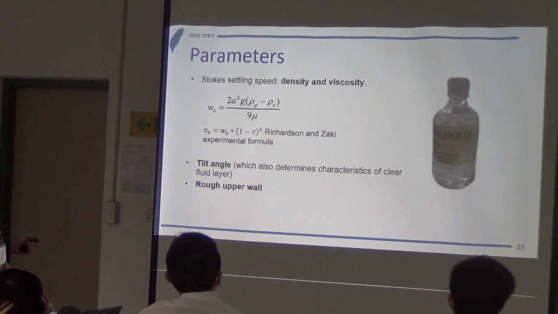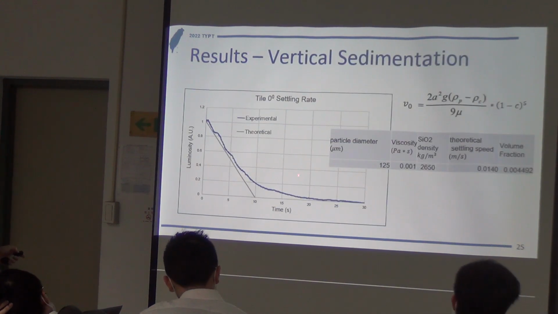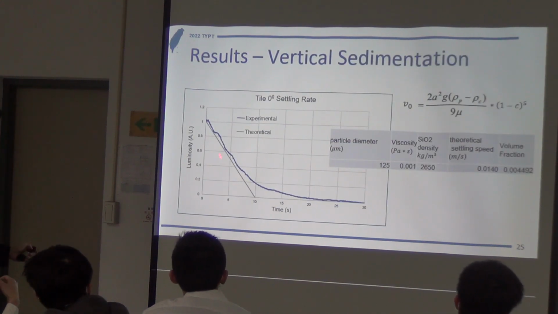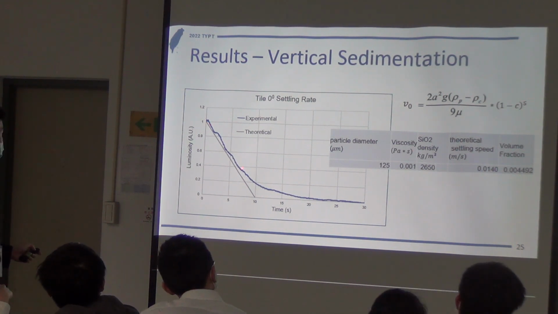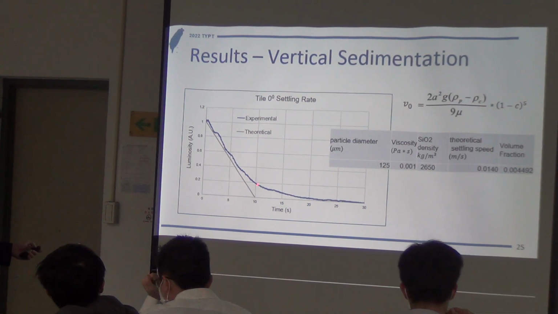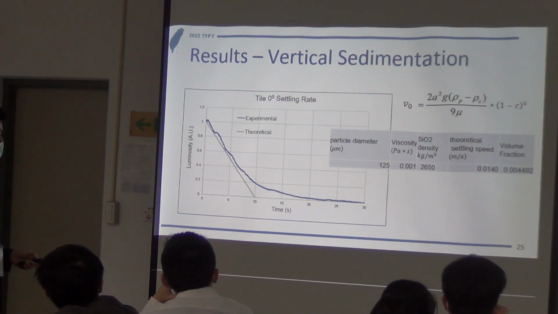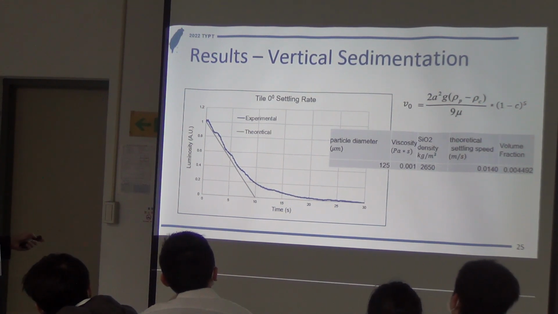So here are all parameters. We changed the slow settling speed of an individual particle by adding glycerol, and we also changed the tilt angle. And finally, we made the upper wall rough. And here's the result, showing the gray line is our theoretical prediction calculated with the slow settling velocity, and the blue line is the experimental luminosity change. And as you can see, for the initial stage of settling, the two lines actually match nicely. So this supports our use of luminosity to represent the amount of sedimentation that is still in the suspension layer.